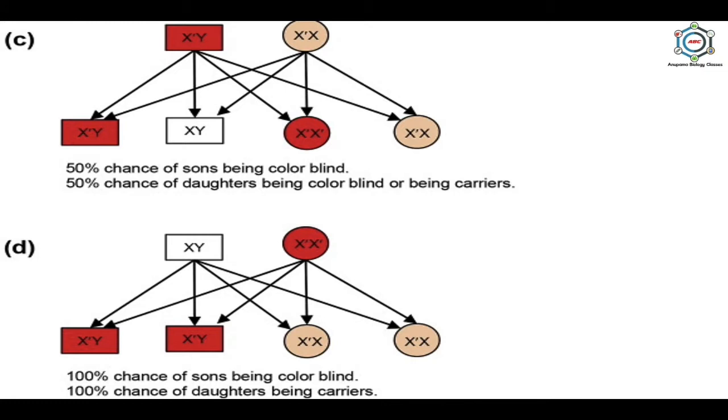While if the male is abnormal and the female is carrier, in this condition there is a 50% chance of the son being colorblind and a 50% chance of the daughter being colorblind or being carrier. And if the male is normal and the female is colorblind, in this condition there is a 100% chance of the son being colorblind and a 100% chance of the daughter being carrier. So these all are the inheritance patterns in case of color blindness or night blindness.